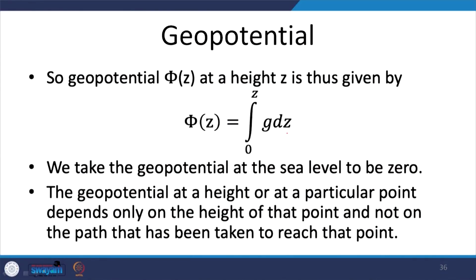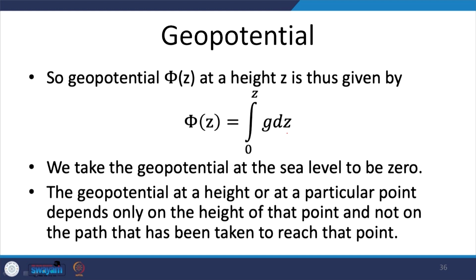That means, because we have taken the reference from the sea level, the amount of energy that is spent to raise an object from the sea level to a particular point is the geopotential. So, if you take the reference to be the surface, the amount of energy that should be spent on the surface is 0. We take the geopotential at the surface or the sea level to be 0. So, the geopotential at a height or at a particular point depends only on the height with reference to the surface, but not on the path that has been taken to reach that particular point.